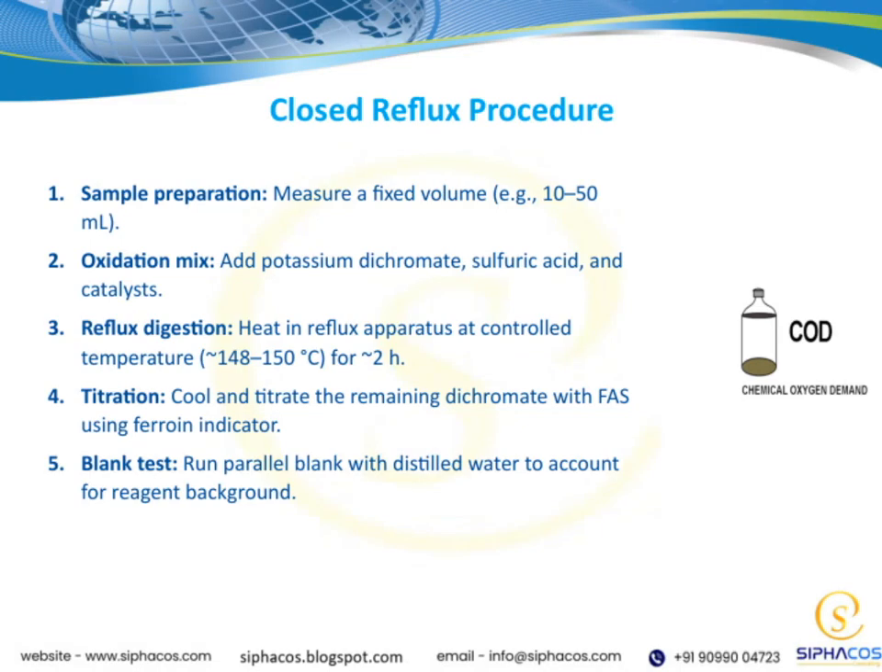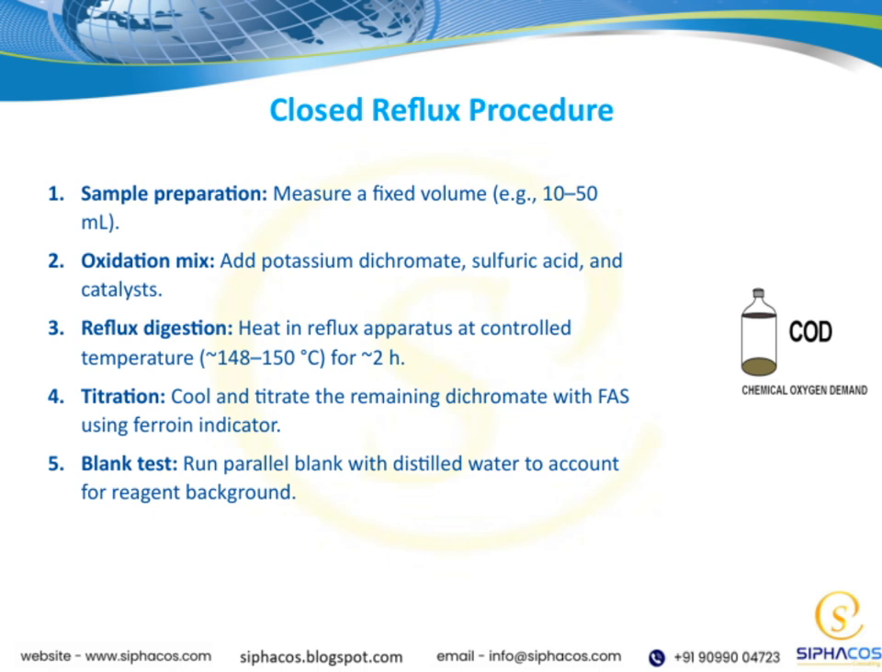First, we start with sample preparation, where we measure a fixed volume, typically between 10 to 50 milliliters. This ensures consistency across our tests. Next, we prepare our oxidation mix by adding potassium dichromate, sulfuric acid, and any necessary catalysts. These reagents are crucial for the oxidation process.